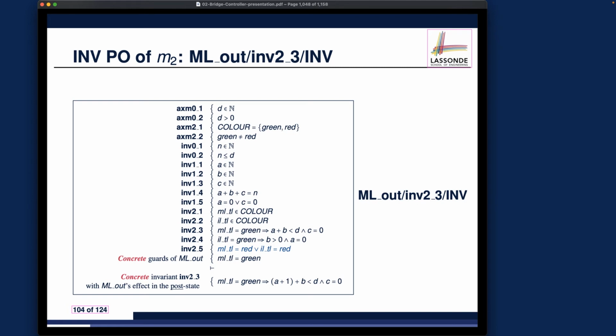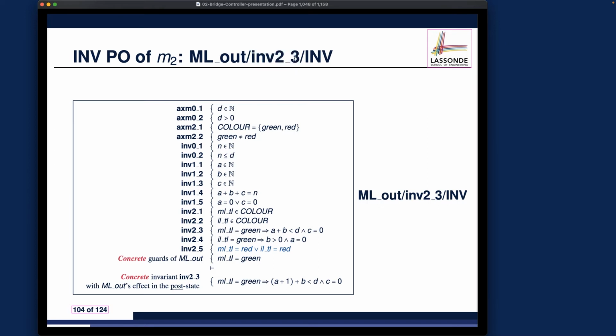Let's now move on by considering invariant preservation again, and specifically, I want to consider ML out. If you can recall what we did earlier, we tried to prove that ML out was able to preserve invariant 4. To really do that, we have to introduce invariant condition number 5 about the two traffic lights not being green at the same time, right?